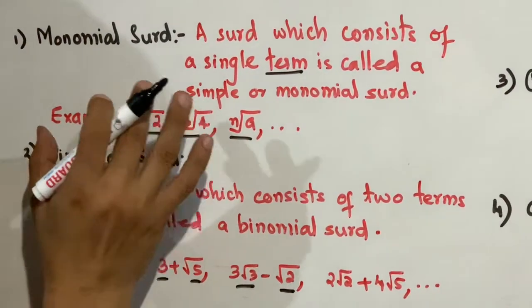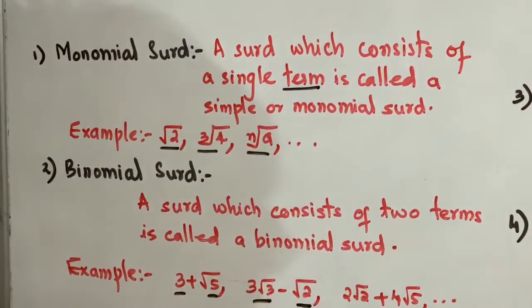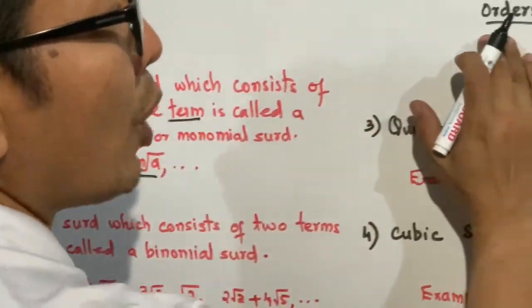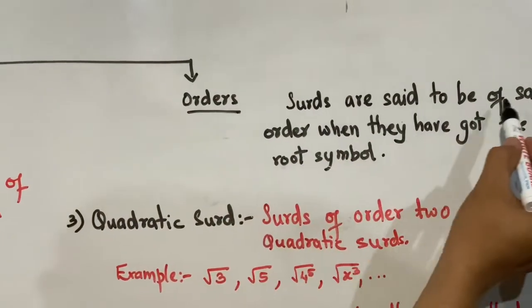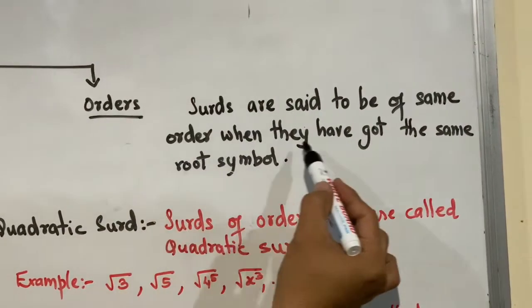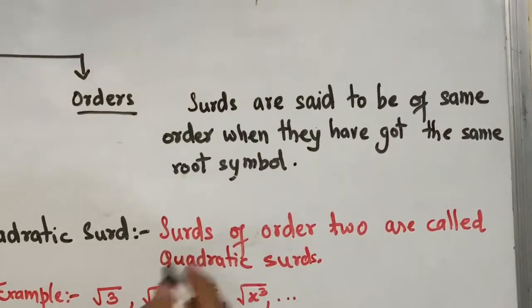Based on orders: SURDS are said to be of same order when they have got the same root symbol.